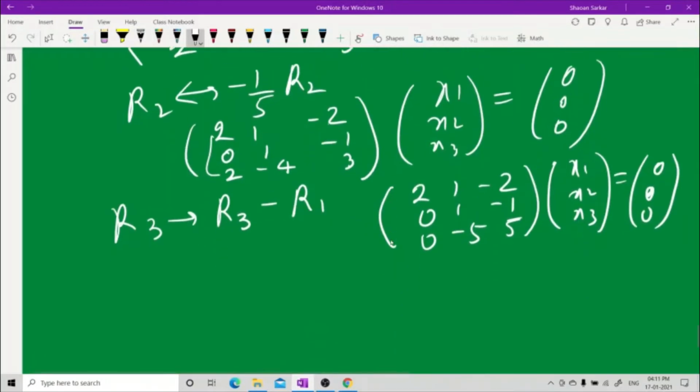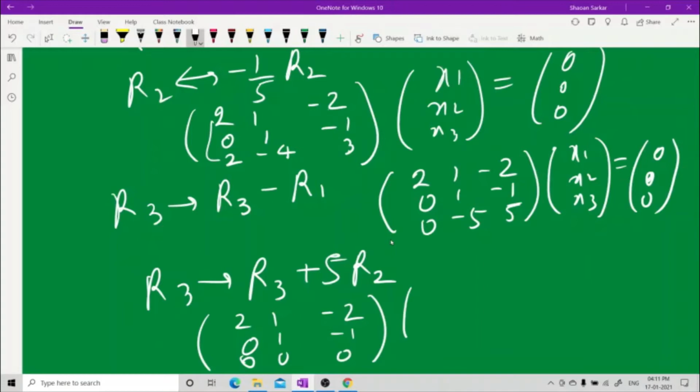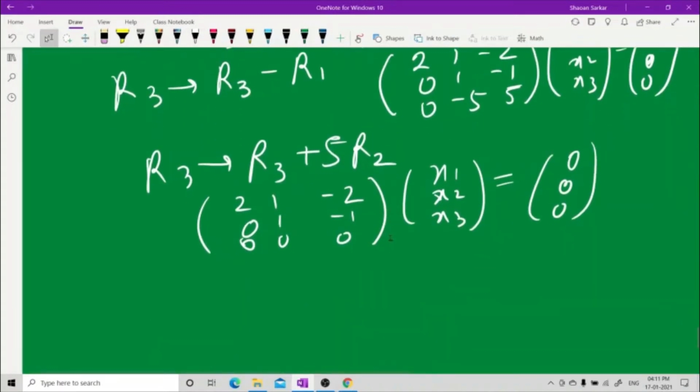Now what you can do is that R3 is R3 plus 5R2. If you do this, you will get 2, 1, minus 2, 0, 1, minus 1, and 0, 0, 0. And then you will have x1, x2, x3, and this will be 0, 0, 0. Now see one thing, you have two equations now. 2x1 plus x2 minus 2x3 is equal to 0, and x2 minus x3 is 0.